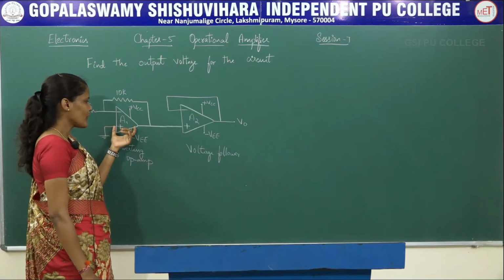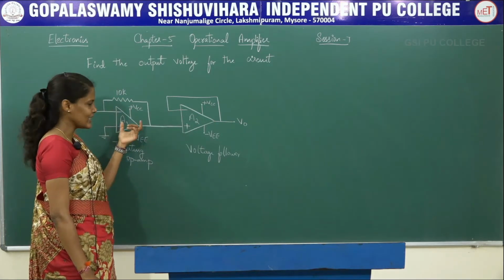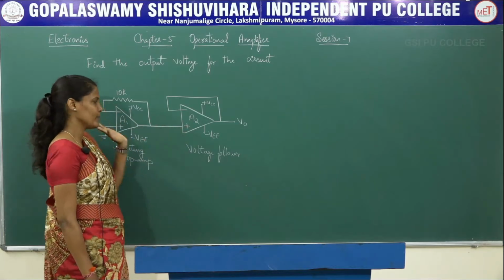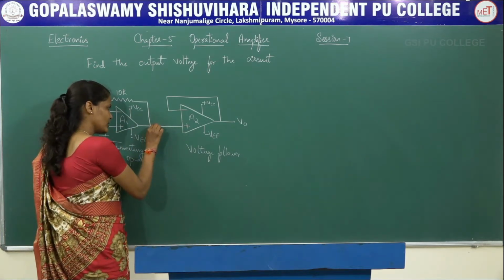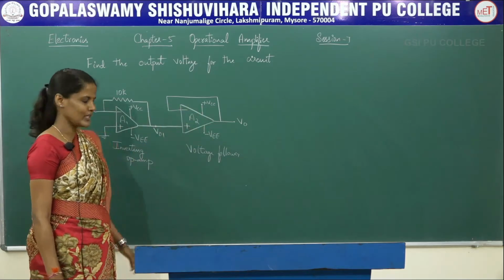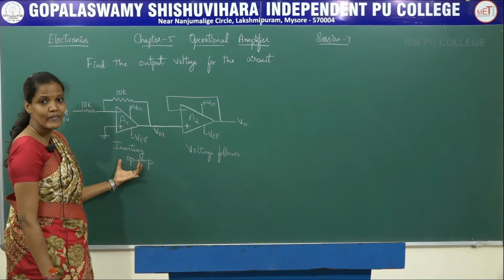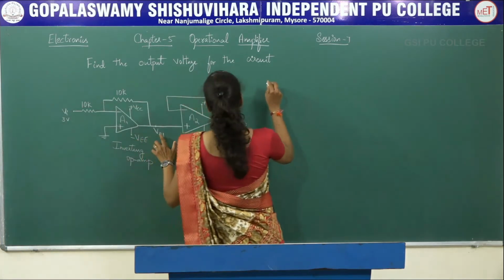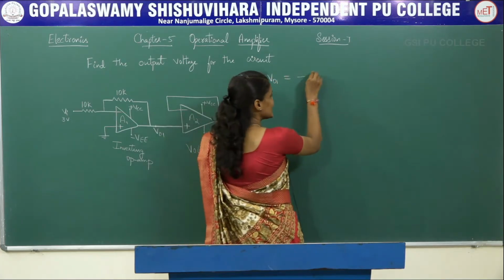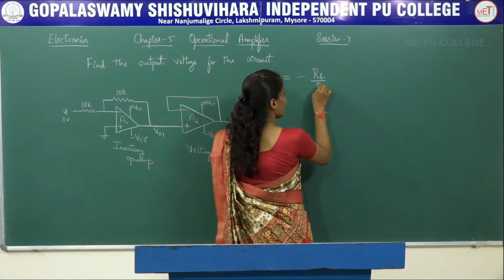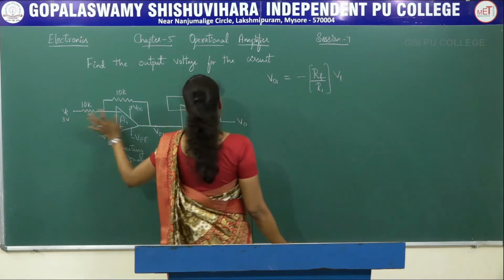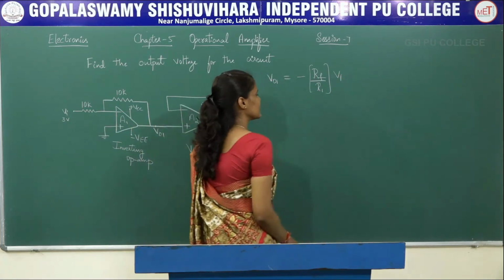Here the output of the first op-amp, that is A1, is connected as input to the non-inverting terminal of the second op-amp. So let us call the output of this first op-amp as V01 and the final output as V0. So the first op-amp is an inverting op-amp. The output voltage, which is equal to V01, will be given by minus RF by R1 of V1, which is nothing but Vi.